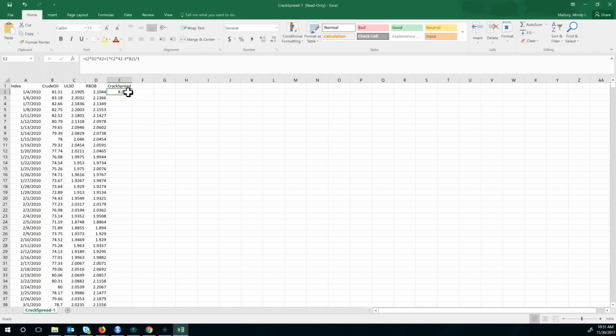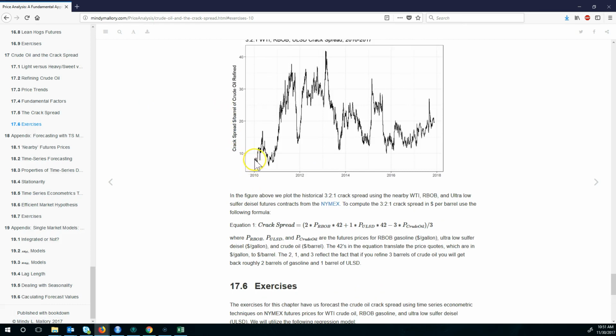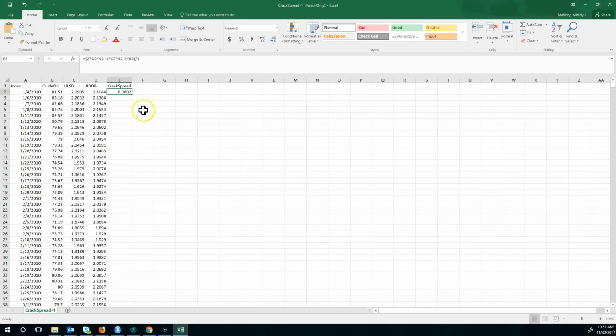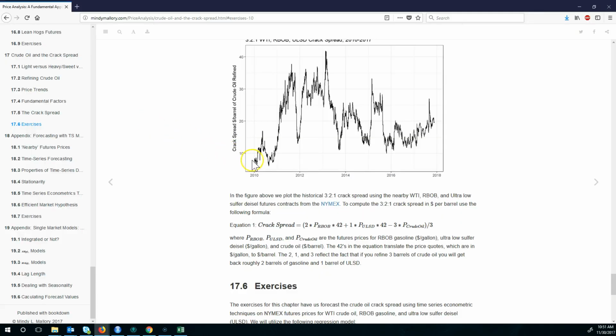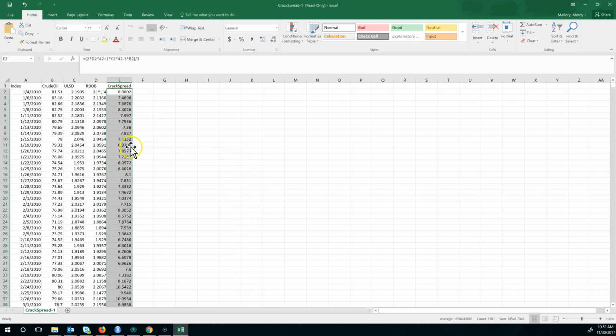That's my crack spread. And this is literally the same data that I used to plot the chart in the textbook, so we can go and verify that it looks about right. So yeah, that first observation that we calculated is equal to about $8, and it looks about like what we've got over here in this chart. So we must have done the equation correctly. So given that, I'm going to fill that equation down.